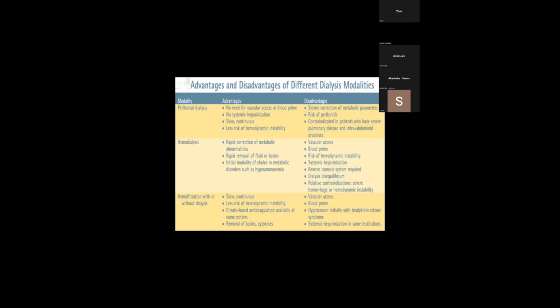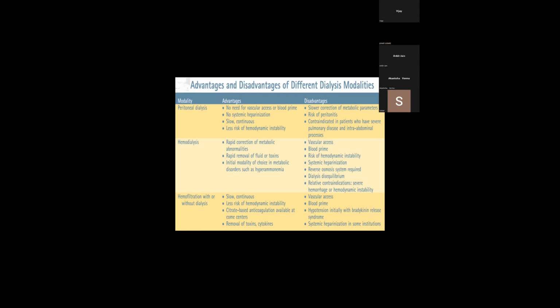Now, coming to the advantages and disadvantages of different dialysis modalities. So, first is peritoneal dialysis. It has the advantage of no need for vascular access or blood priming. There is no need for systemic heparinization. Peritoneal dialysis is a slow and continuous removal of toxic and waste products. There is lesser risk of hemodynamic instability, but it has some disadvantages like slower correction of metabolic parameters. Risk of peritonitis is there, and so it is contraindicated in patients who have severe pulmonary disease and intra-abdominal processes.